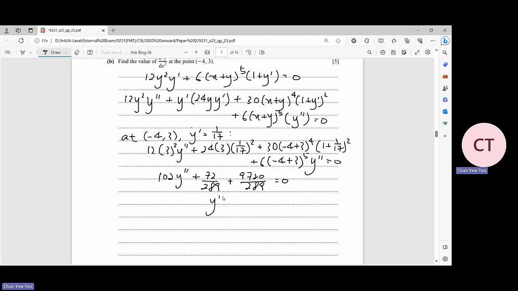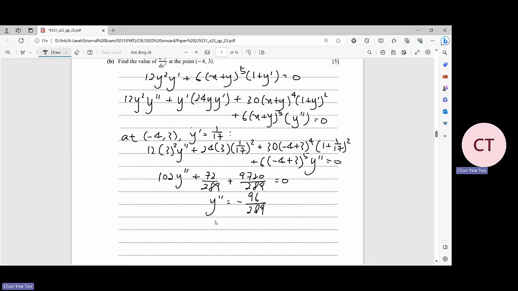So your y double prime is plus the 72 divided by 289, divided by 102. Negative 96 over 289. So that will be your second derivative.